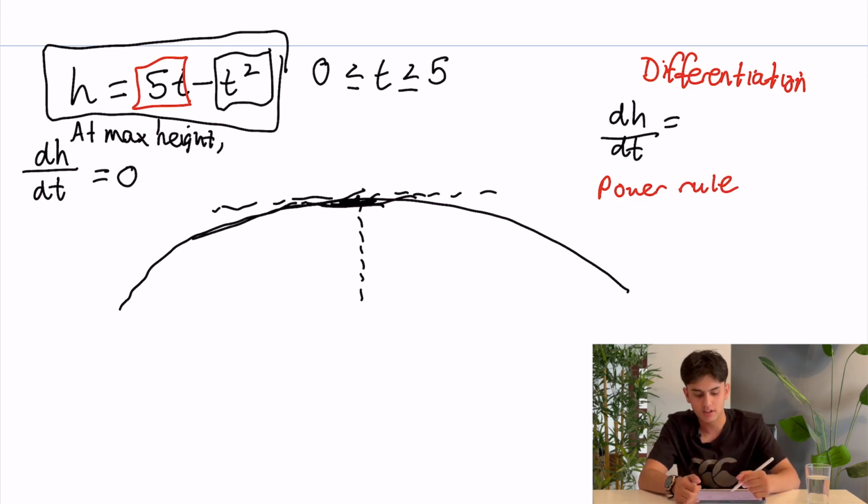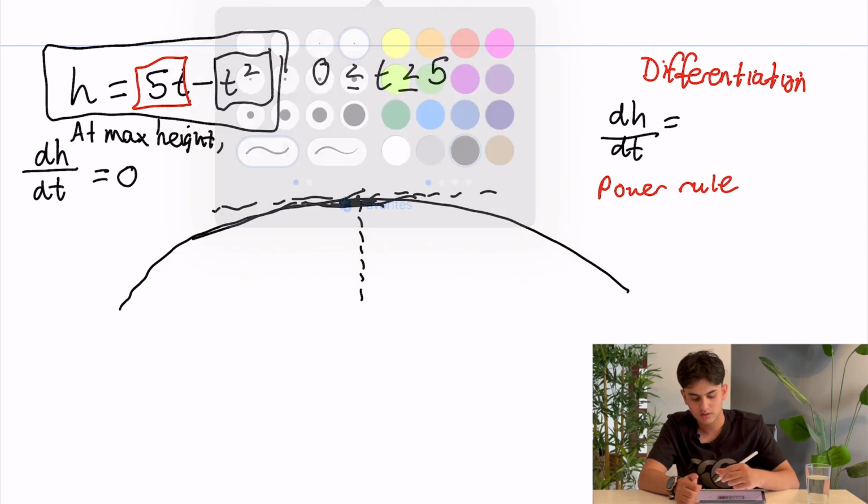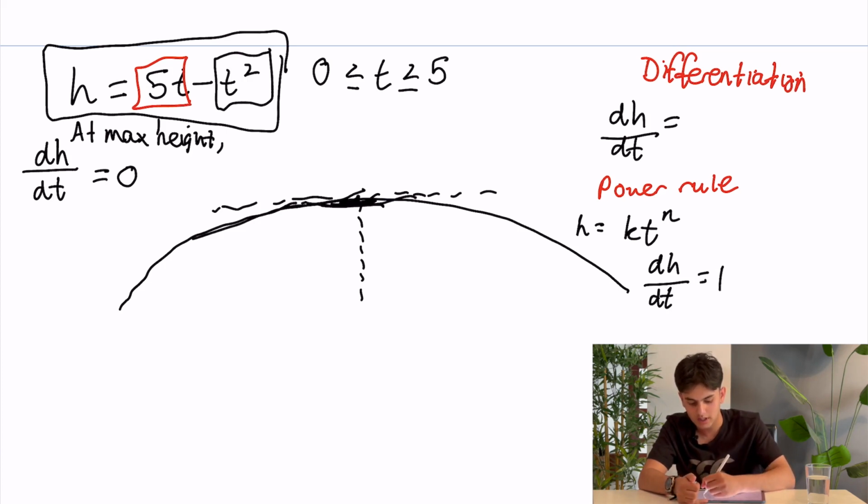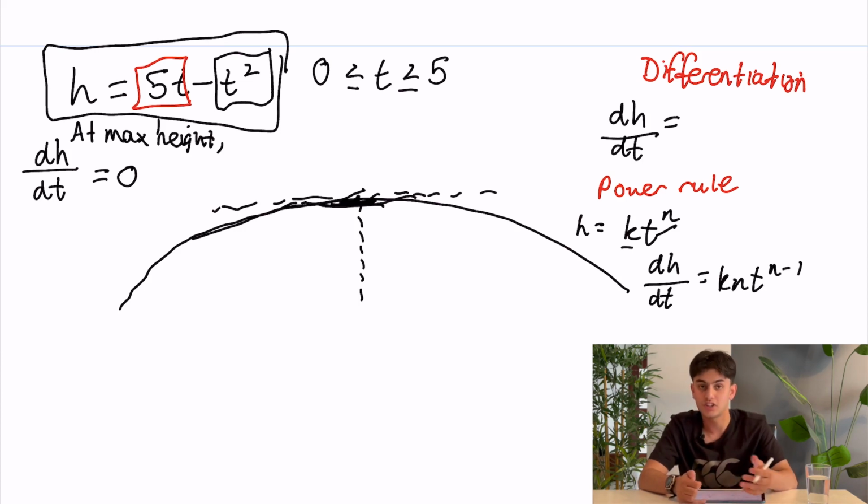if we have our equation like kt to the power of n, then dh over dt is going to equal knt to the power of n minus 1. Now, k and n are both constants, so they're just numbers. And basically, all we have to do when we're differentiating is figure out what those numbers are and then use that rule to figure out our differentiated terms.